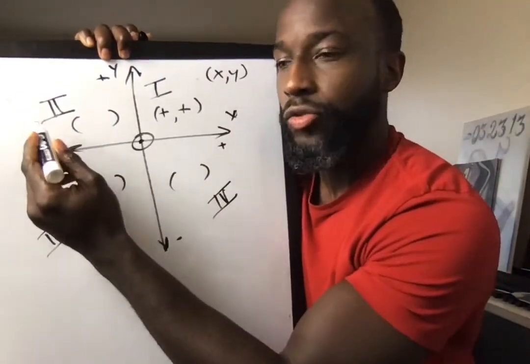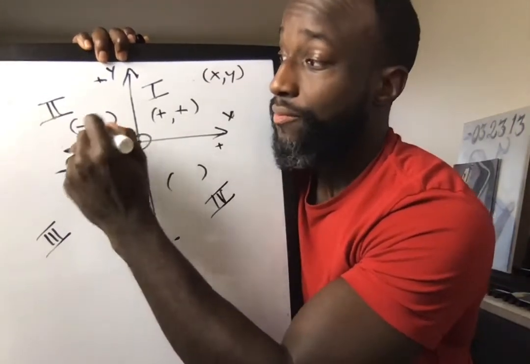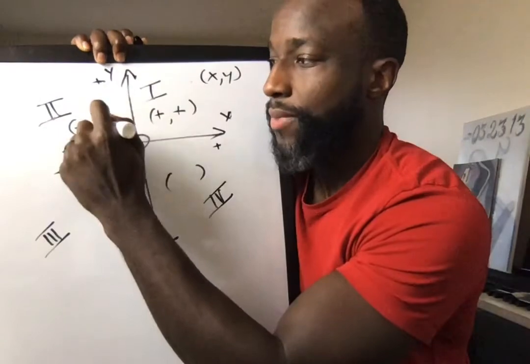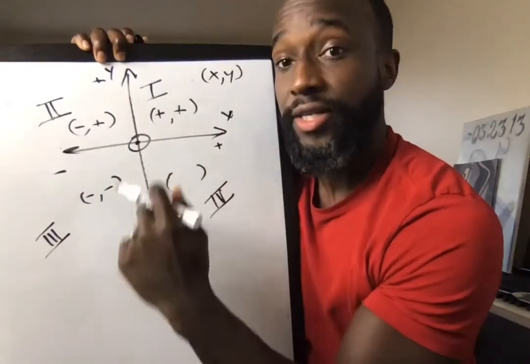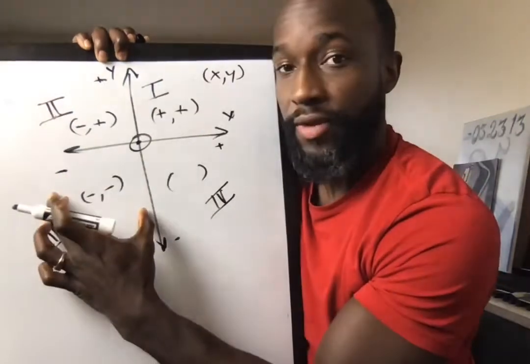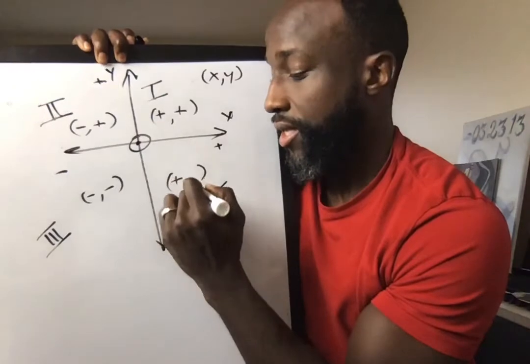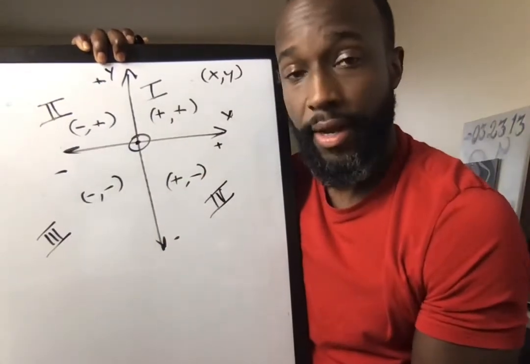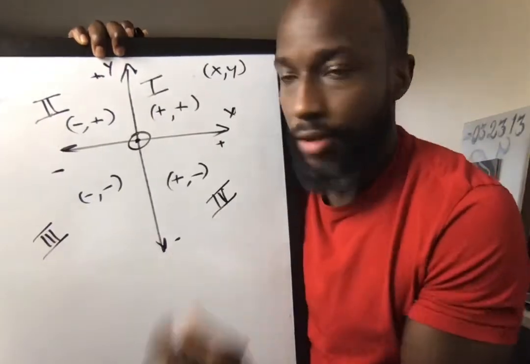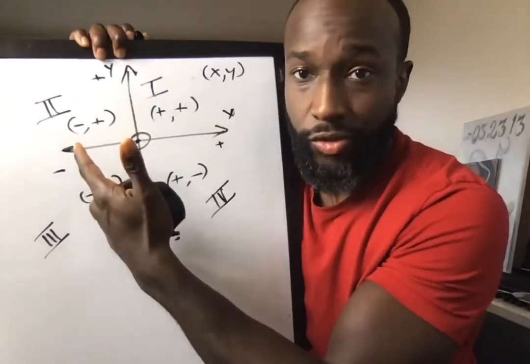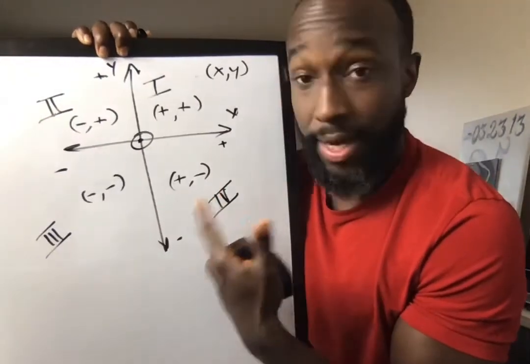In quadrant two, the x is on the left side, which makes it negative. However, it's still above the origin, so the y is positive. Quadrant three, they're both to the left of and underneath the origin, so they're both negative. And for quadrant four, it's on the right side of the y-axis and below the origin, so positive x, negative y. So this is what it looks like. Quadrant one: positive, positive. Quadrant two: negative, positive. Quadrant three: negative, negative. Quadrant four: positive, negative.